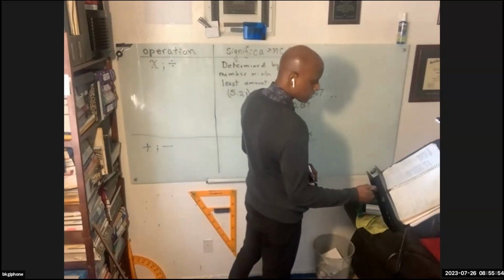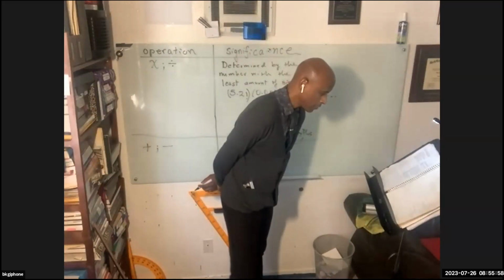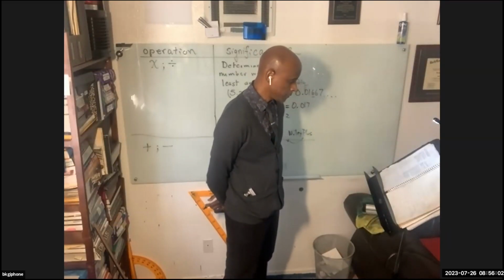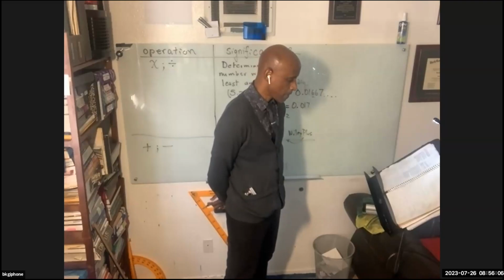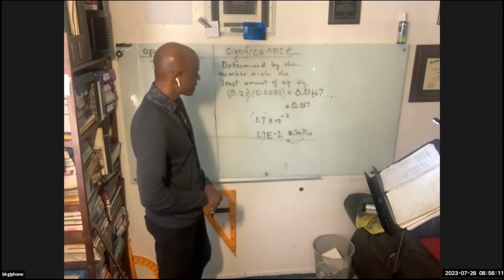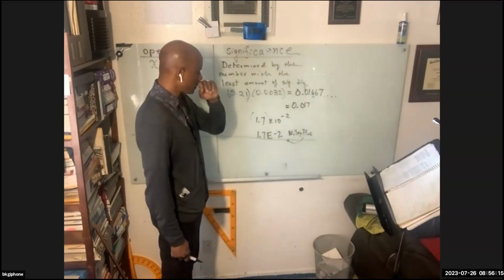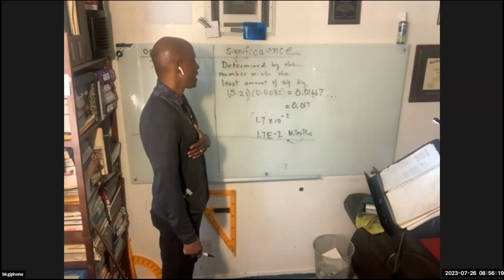The significance is determined by, what I have written here, the number with the least uncertainty, i.e. the fewest digits to the right of the decimal point. So I guess I said that a little bit differently just to emphasize the idea of uncertainty. I could have used that terminology here as well, right? And again, it's the same logic.